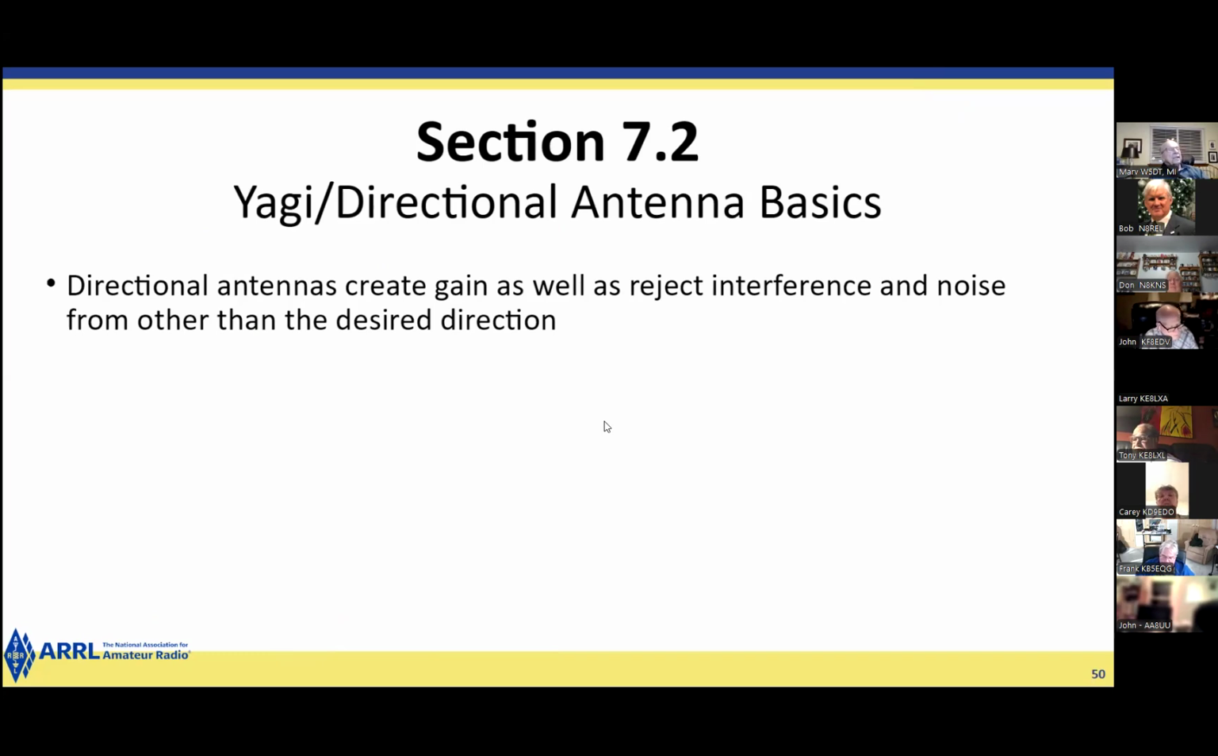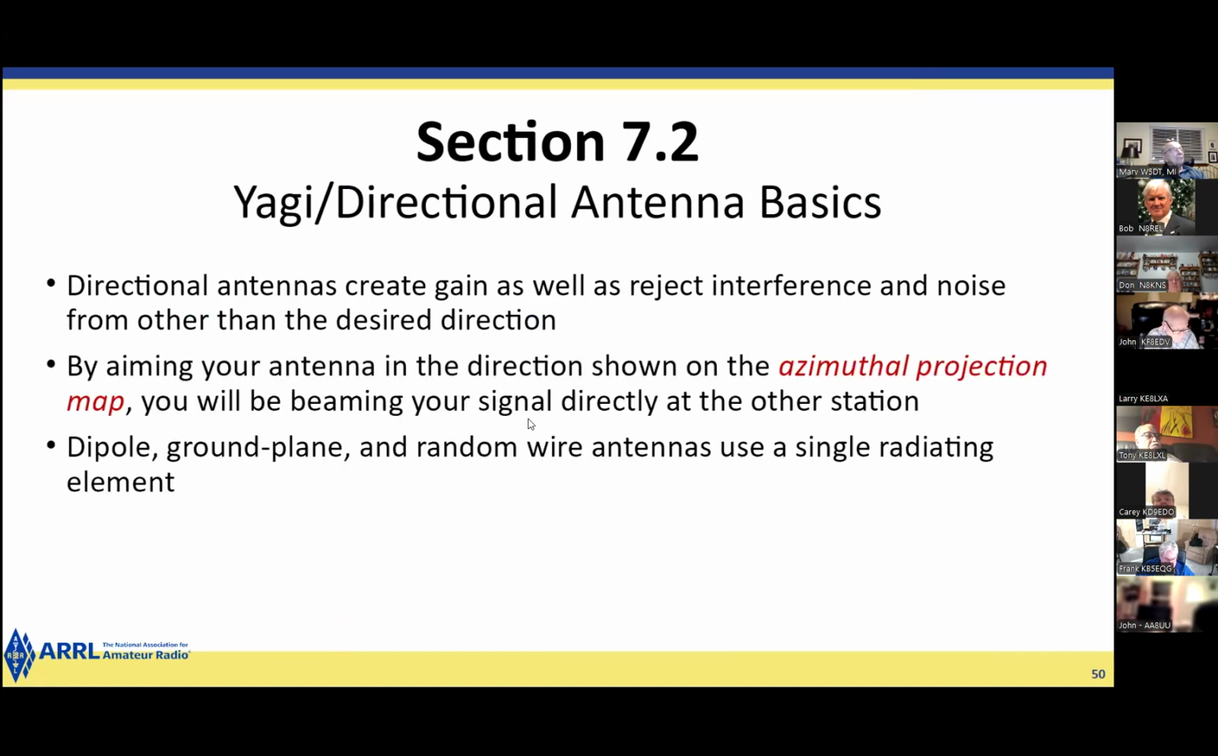So directional antennas create gain as well as reject interference and noise from other than the desired direction. By aiming your directional antenna in the direction based on the azimuthal projection map, you will be beaming your signal directly at the other station.